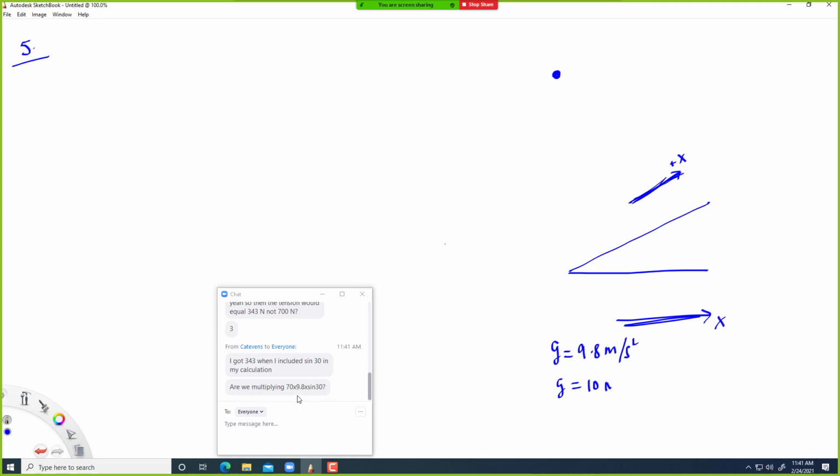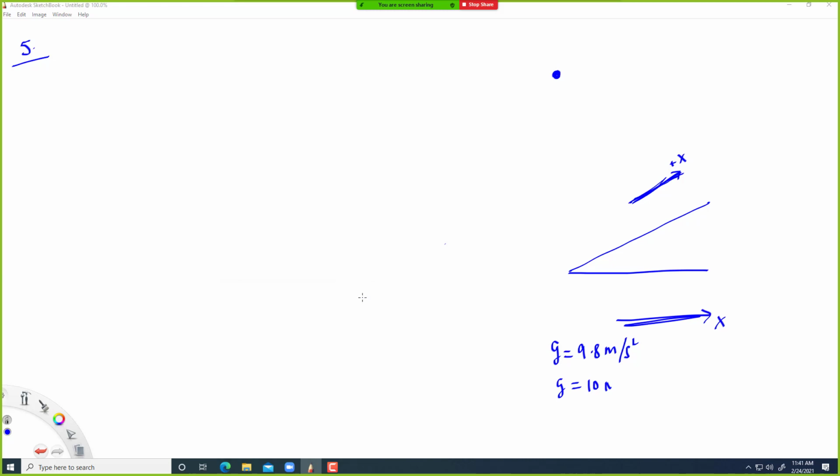Yes, so that's the number we are doing. So 70 times 9.8 times sine 30 degrees. Yeah, so that should give you around 350, or even if it is less than 350, that's fine, because it depends on what kind of calculator you use. Sometimes they round off the numbers.